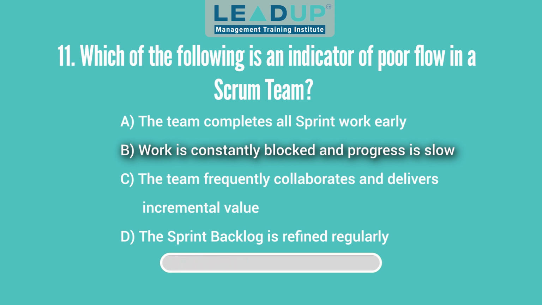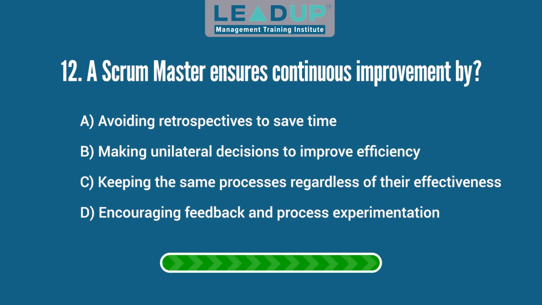Answer: work is constantly blocked and progress is slow. Question 12. A Scrum Master ensures continuous improvement by A. Avoiding retrospectives to save time. B. Making unilateral decisions to improve efficiency. C. Keeping the same processes regardless of their effectiveness. And D. Encouraging feedback and process experimentation.